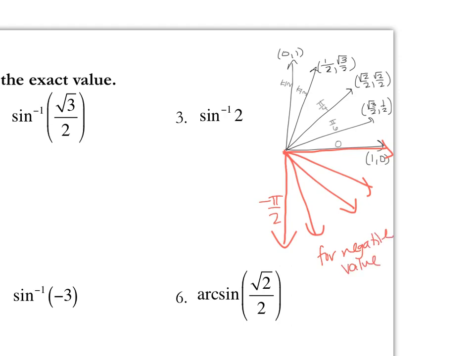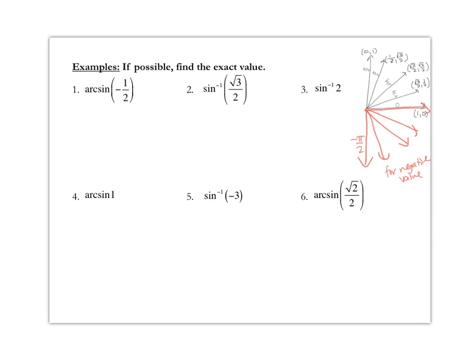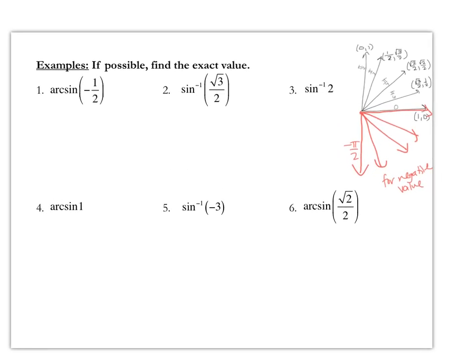If it's a negative value that we're searching for. So with that being said, let's look at the first example. We want to find arc sine of -1/2. So I would look at the positive 1/2 value. So sine, remember, is the second value. So it's 1/2 at pi over 6, which means it's negative 1/2 at negative pi over 6. That would be this value right here.